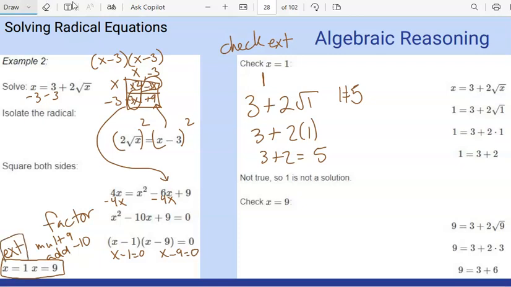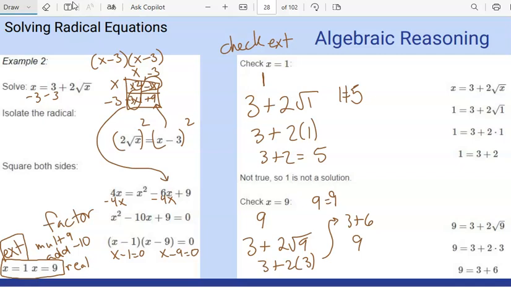Now let's check x equals 9. On the left side, we just have 9. Right side, 3 plus 2 square root 9. 3 plus 2 times 3. 3 plus 6, yes, that equals 9. 9 equals 9. So that means 9 is a real solution. And if it just asks for solutions, you would only put the 9.